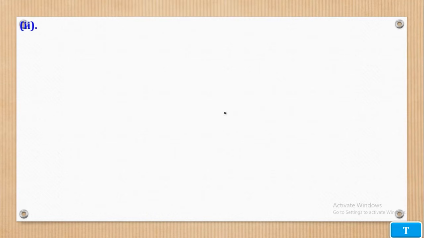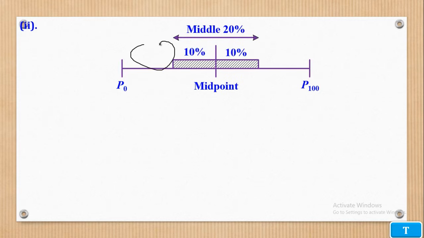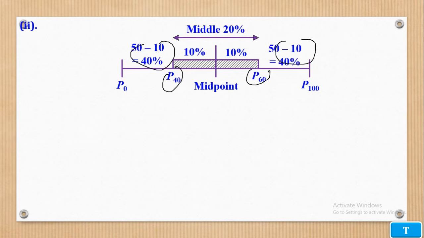What about the middle 20%? So for the middle 20%, still we shall do the same sketch. Then put the midpoint, then the middle 20 is here, meaning that this 20 is split 10 this side, 10 this side. So let's do that, 10 that side, and also 10% that side, meaning this remainder is 50 minus 10, which is 40, and also here it is 50 plus 10, which is 60. Therefore, this is P40 and this is P60.